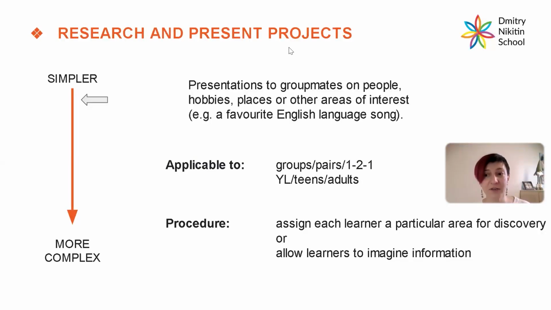You can assign each learner a particular area for discovery. If these are young learners, I prefer, by the way, to give each learner a different task. For example, I can ask them to communicate with their peers, with the group mates, and ask them, what is your favorite color? What is your favorite fruit? So as you may see, it works even with the lowest levels of learners. And this ensures communication, creativity.